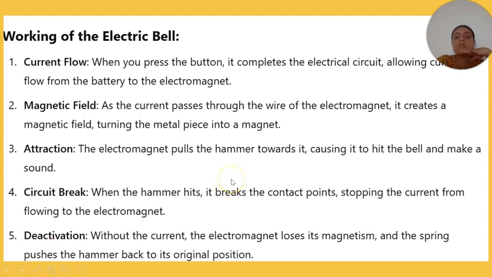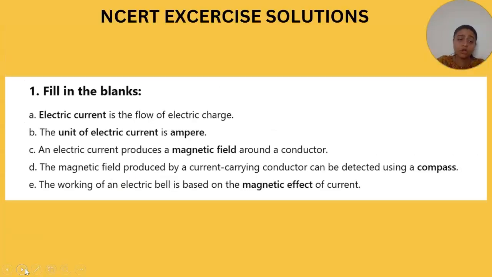So this was your whole chapter in which we have studied electric current and its different effects, right? Number one, the heating effect, and the second one is the magnetic effect. And apart from it, we also learned about the electromagnet and its application, the most major one being the electric bell. Okay, now I will also discuss some NCERT exercise solutions like this.